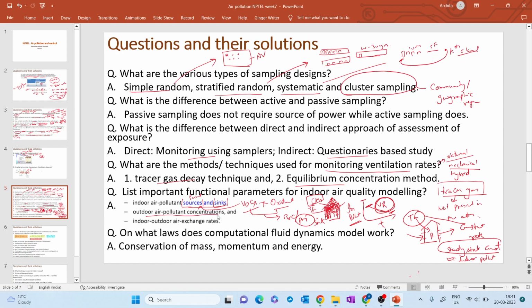Next is outdoor air pollutant, because if there is very good ventilation in a house or a room, then the outdoor pollutant can come inside the house. And so we need to understand the rate of infiltration of outdoor pollutant.